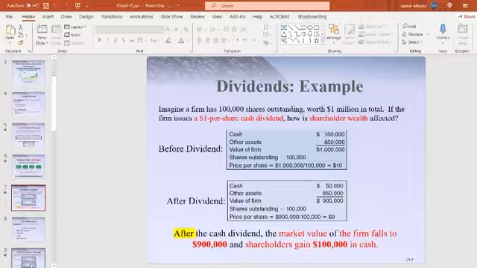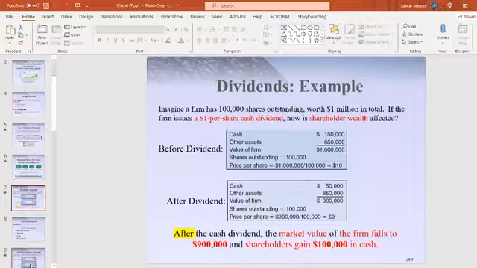If the firm issues a $1 per share cash dividend, now let's say the company announces we will pay dividends equal to $1. The question: how is shareholder wealth affected? Again, you need to do before and after. Before the dividends, now assume those numbers in the first box are given from the textbooks, okay? In the slide in front of you.